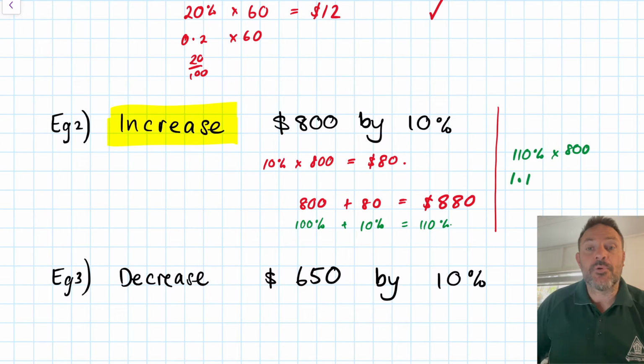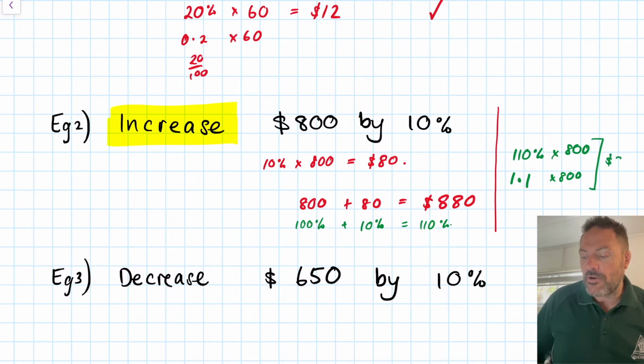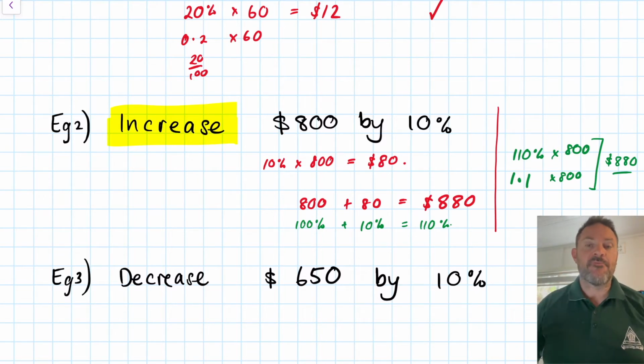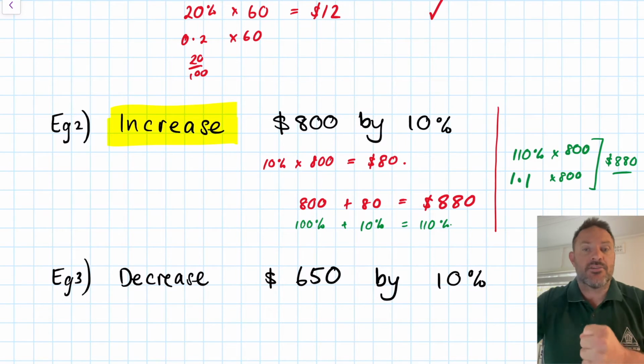We could have said 1.1 as a decimal times by 800. And that would have automatically increased your number by that 10%. Now, those who are in 5.3 would be a really good idea to try and use that one multiplier. But for most other boys, you will find the percentage first, and then you'll either plus it or you'll subtract it. Okay, you have some options there.